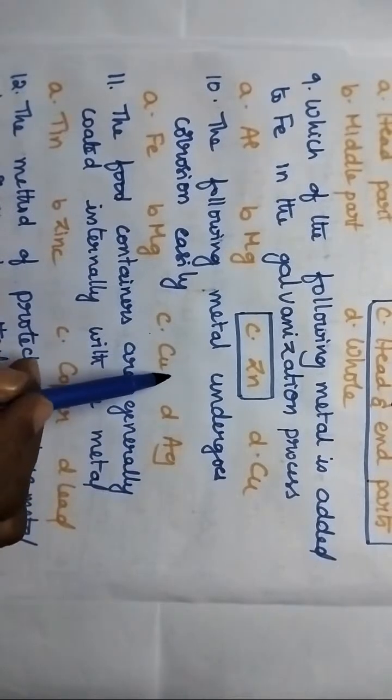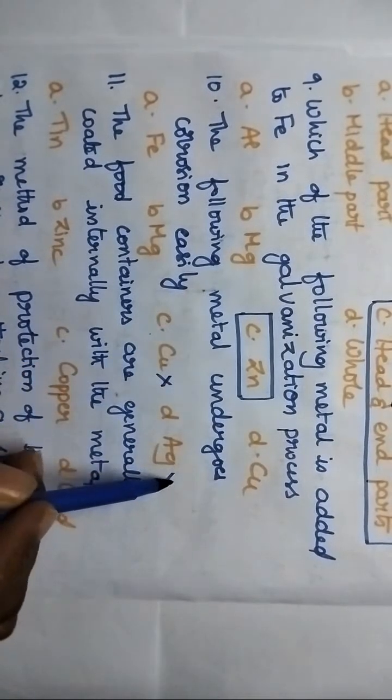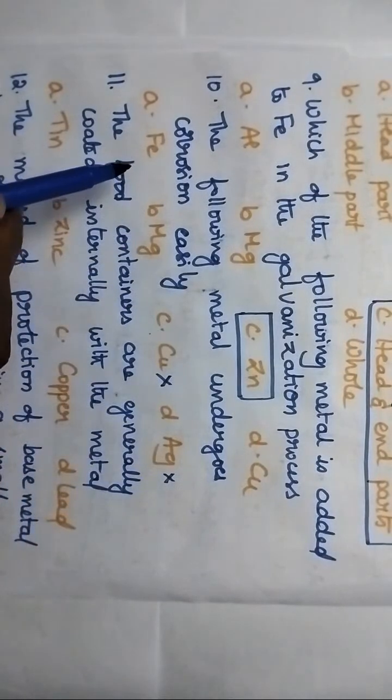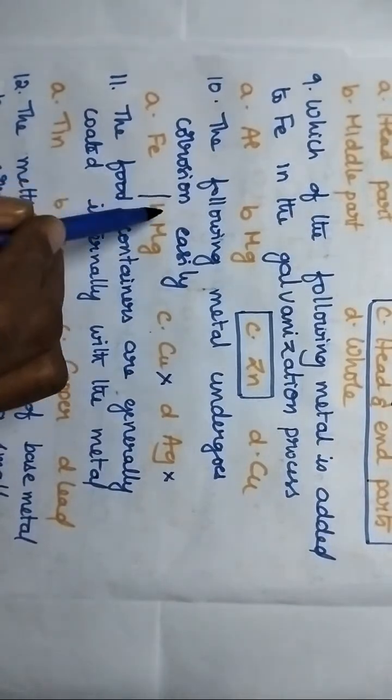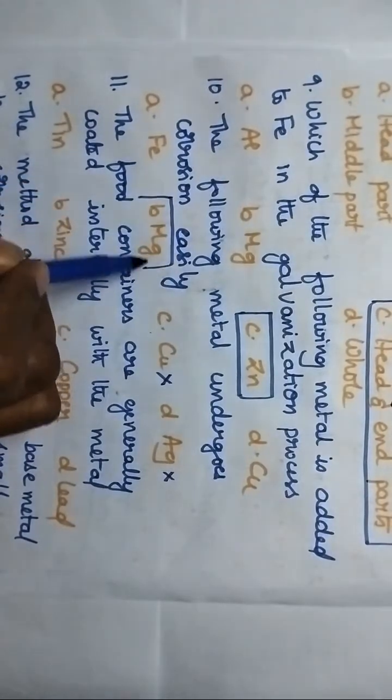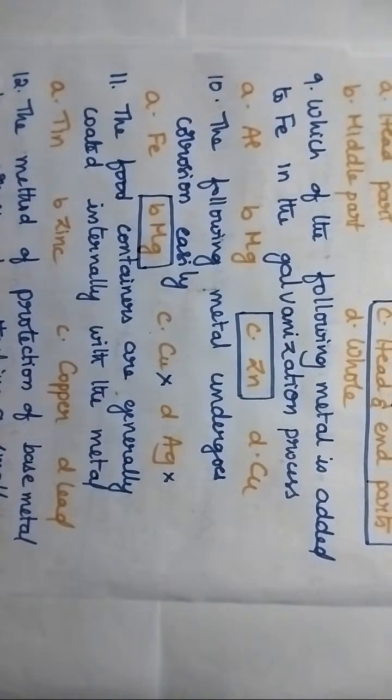electrochemical series. Undoubtedly, copper and silver occupy the bottom position. So especially between iron and magnesium, magnesium occupies the top position and it undergoes corrosion more readily. So option B is the right answer.